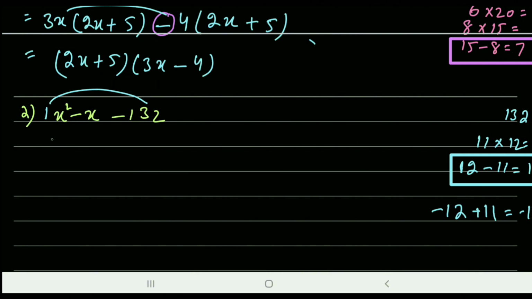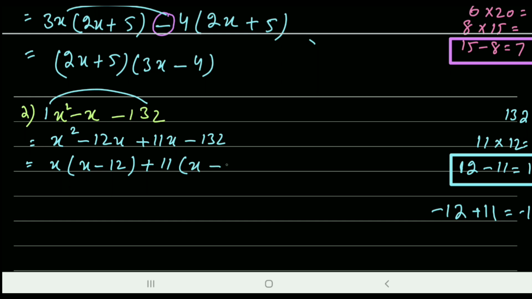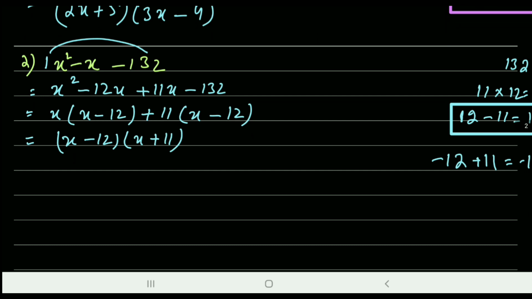Okay, so x square, first term as it is, in place of the middle term we will write minus 12x plus 11x, minus 132. From the first two terms, what is the common number? x is common, x minus 12 is inside. Plus 11 is common, x minus 12 is left inside. You can check here, both brackets are exactly the same, with the sign as well. So x minus 12 will be written in one bracket, and x plus 11 will be combined and written in one bracket. I hope you are clear with this question as well.